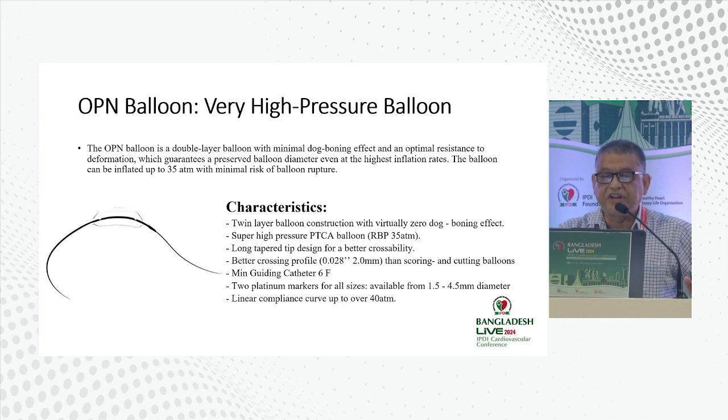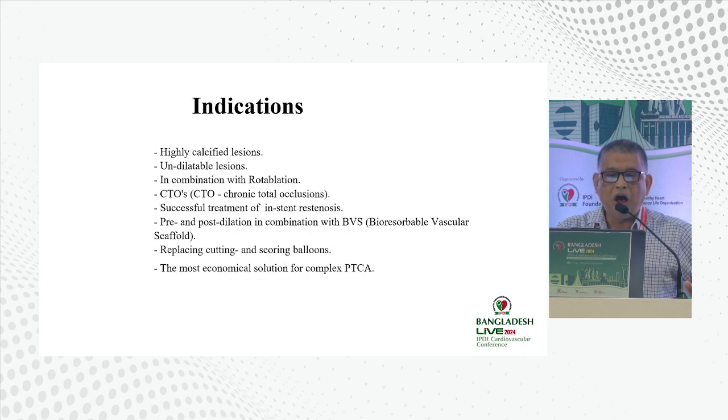It has good trackability and good crossability. A minimum 6 French catheter can accommodate the opium balloon. These are indicated in highly calcified lesions, under-dilated lesions, and in combination with rotablation. After rotablation, if the lesion is not well dilated, an opium balloon can be used, as our panelist was saying in the previous live case. In the live case today, successful treatment of in-stent restenosis.